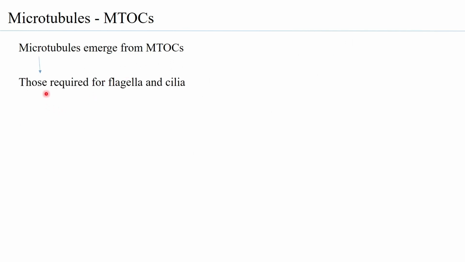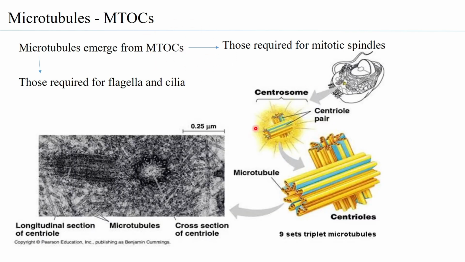Say, for example, those microtubules that are required for flagella and cilia originate from what are called basal bodies. Those basal bodies are present just below the plasma membrane. As the microtubules begin growing, the membrane along with the microtubules extends, forming the cilia and the flagella. Or you have microtubules that are required for forming the mitotic spindles during cell division. So they arise from these centers. The best example of a microtubule organizing center is the centrosome.